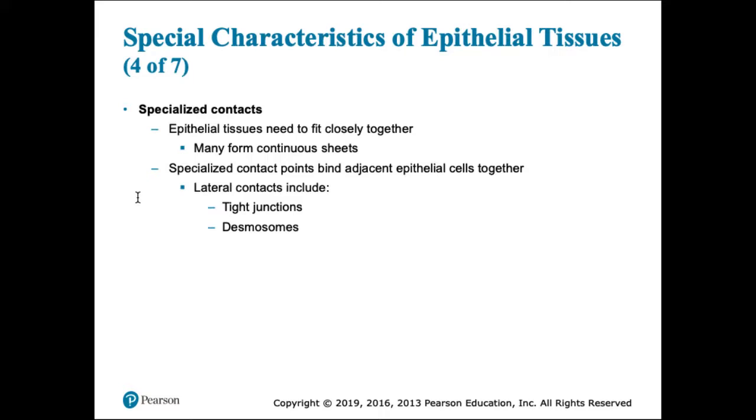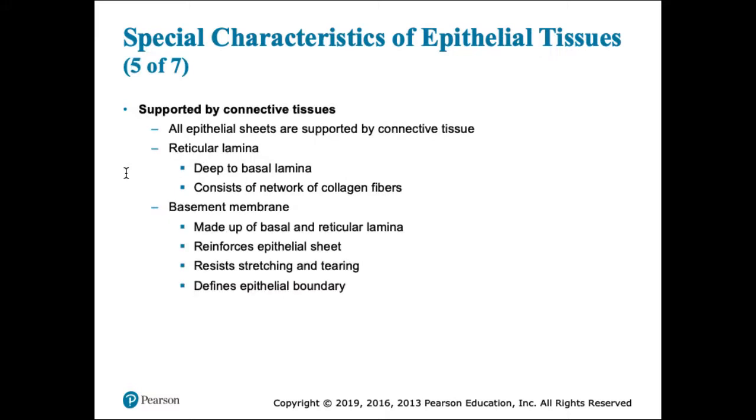Another special characteristic is specialized contacts. Epithelial tissues have to fit close together because they need to form a continuous sheet. Look at your skin. Your skin is a bunch of different cells very close together, otherwise we'd have holes, right? So we have to form these sheets. In order to do that, we have special contact points that bind cells together, so each cell sitting next to another can stick together. These lateral contacts include tight junctions and desmosomes, and those help keep the cells together.